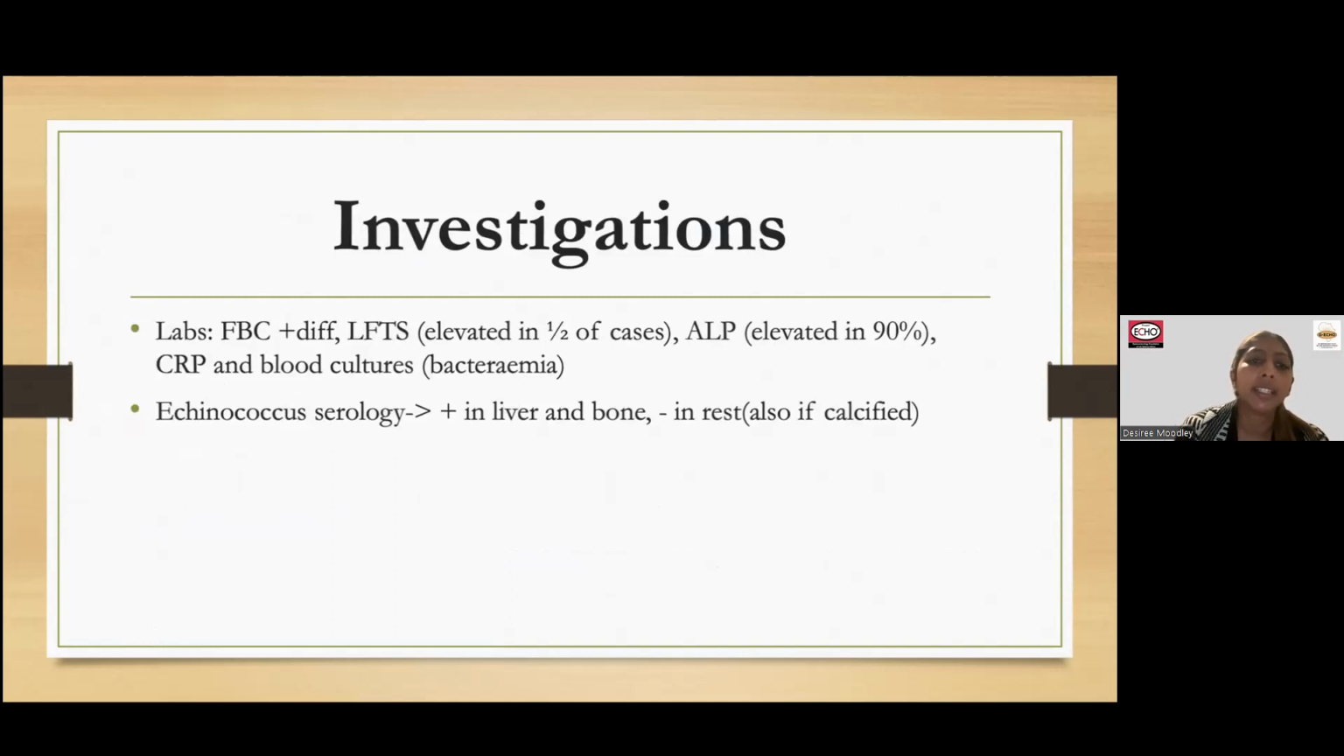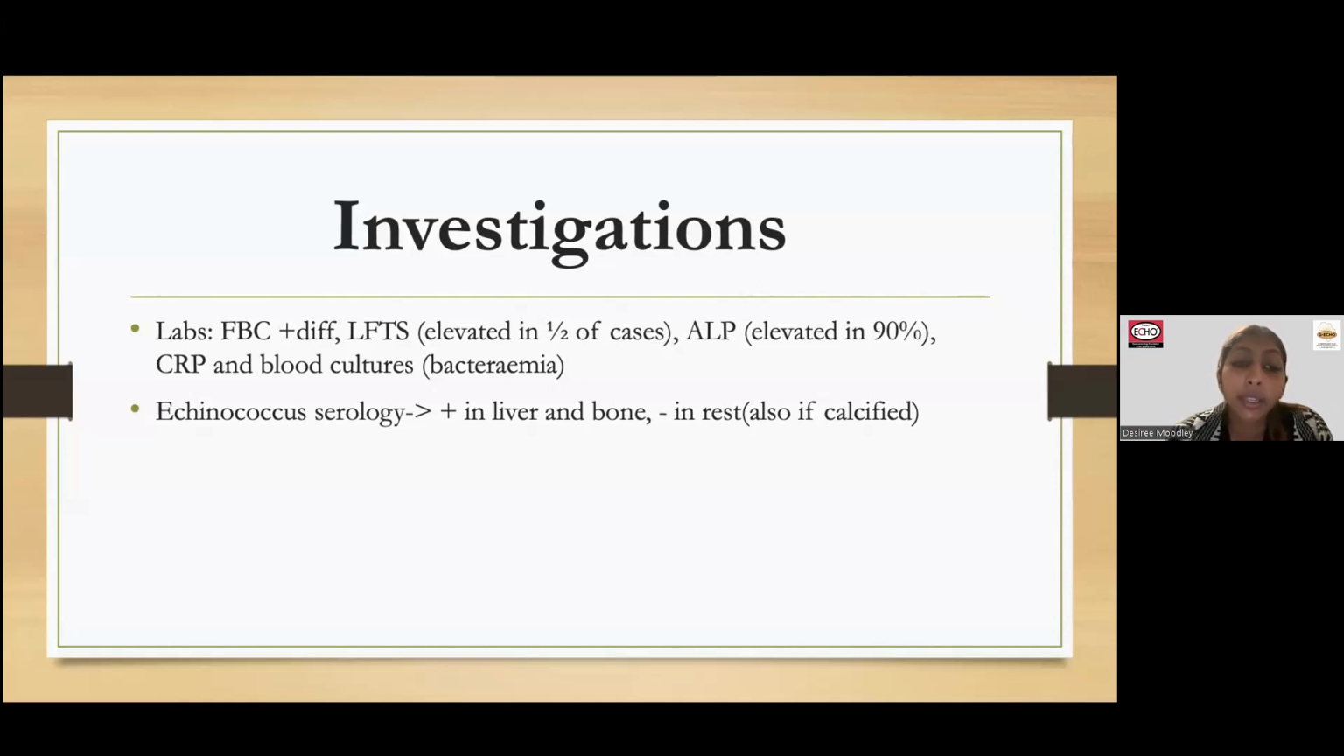So in terms of investigations, you may have a full blood count and a differential that's abnormal. Your LFTs are elevated in about half of cases, and your ALP is elevated in almost all patients. If there is a bacteremia, your CRP may be high and you might have positive blood cultures.